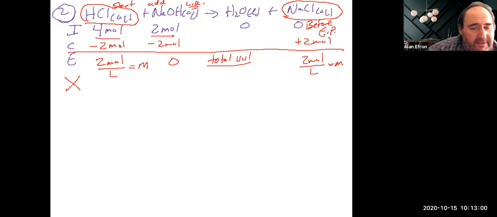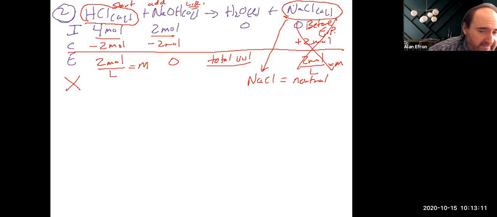So we really have 2 things. We have sodium chloride, which, if you remember from our talk of salts, is neutral, which means it is not going to have any effect on the pH of this solution. Sodium, being group 1, is neutral. Chloride came from hydrochloric acid, so it's not going to go through hydrolysis or anything like that. So really what you're left with at this point in the titration is still a strong acid.